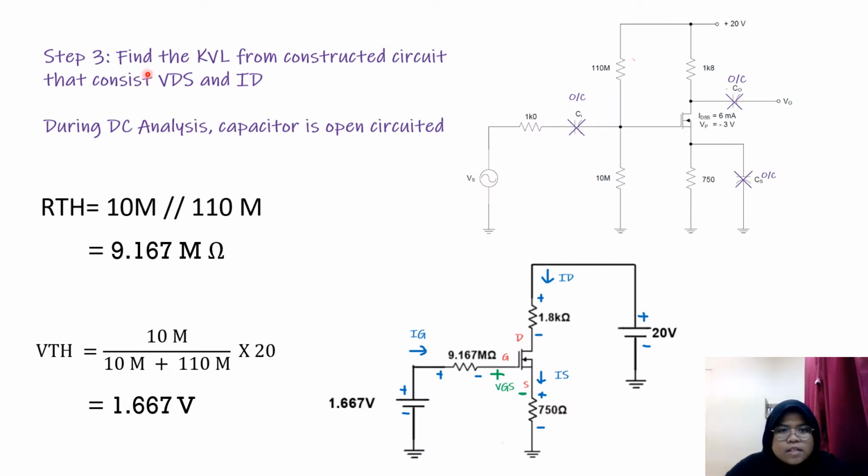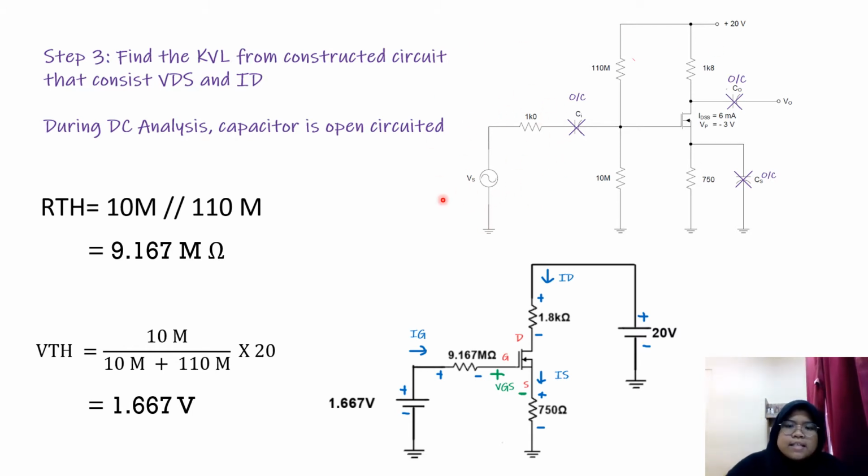So step 3 is to find the KVL from the constructed circuit that consists of VDS and ID. Based on the circuit given, during DC analysis, the capacitor is open circuited. So the capacitors at the C node and CS will be open circuit, so there is no current flow. The capacitor at CI will also be open circuited. So the voltage Vs and the 1K resistor are also terminated, because there is no current flow at this part.